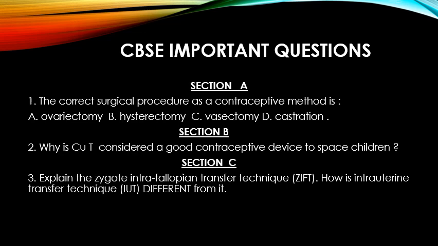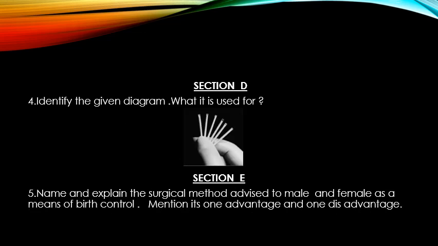Next, we have some CBSE important questions. As we have already discussed, in section A we will have multiple choice questions. Section B has 2-mark questions, that is very short answer type questions. Section C will have 3-mark questions. Section D is the figure based question, and section E is the long answer type question of 5 marks. This is all about this chapter.